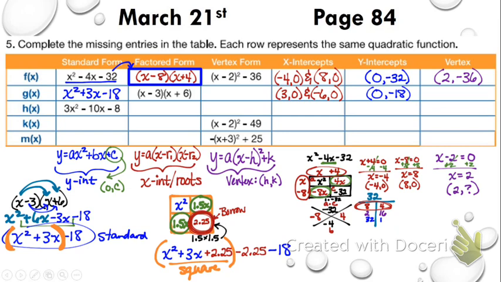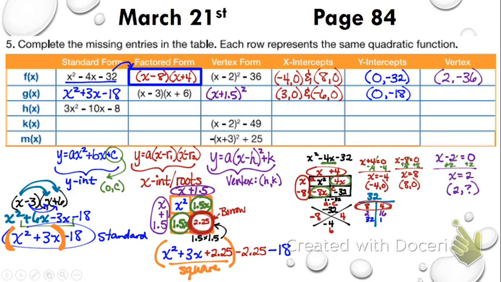How big are the sides of that square? X plus 1.5. X plus 1.5, and since it's a square, we know the other side is also x plus 1.5. So there's the sides of my square. That becomes this part of my vertex form. Sides of my square are the squared part.